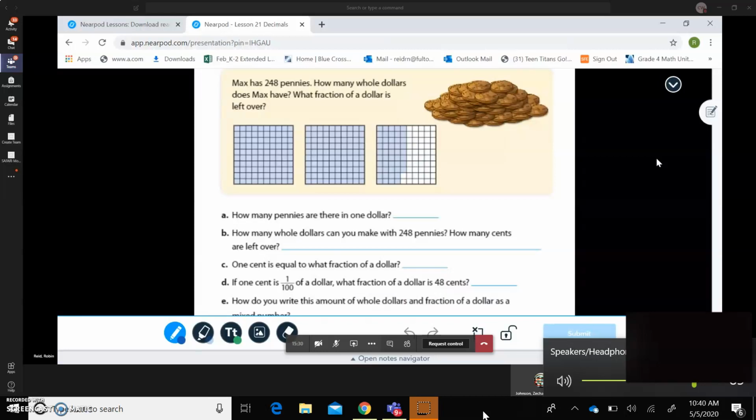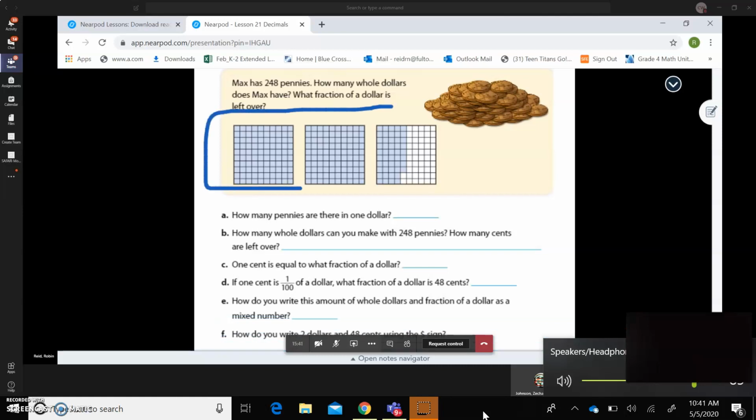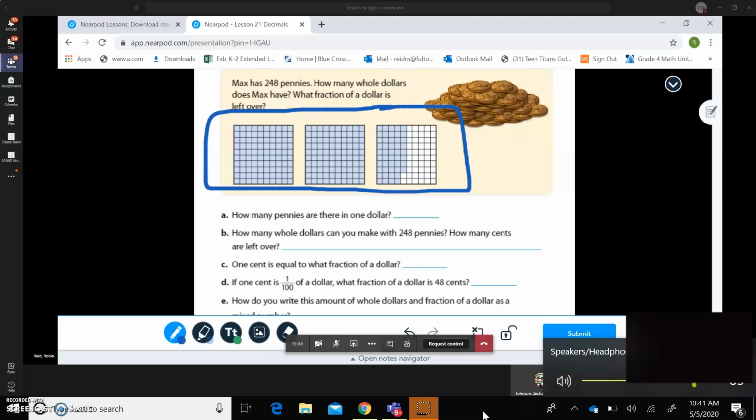Alright, let's look at our first example. Max has 248 pennies. How many whole dollars does Max have? What fraction of a dollar is left over? So we're looking at this model right here to answer our questions. How many pennies are there in $1? We all know that it takes 100 pennies to make $1.